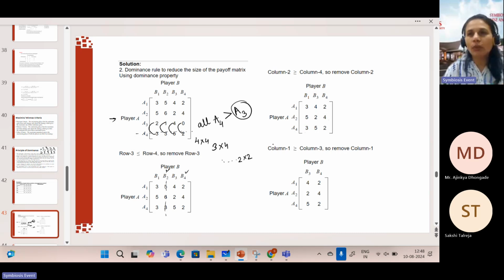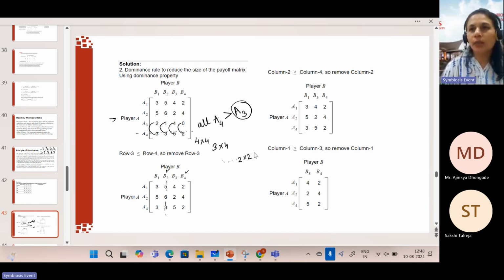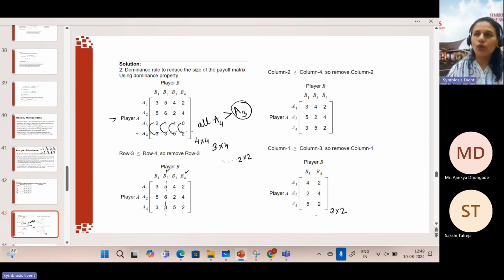There is no thumb rule that you have to go only once for the column, then for the row. No, you can use the row multiple times and the column multiple times, and you can come up with your solution. So I cancelled out and reached this matrix, which is 3 cross 2: 3 rows and 2 columns, 3 strategies followed by player A and 2 strategies followed by player B.